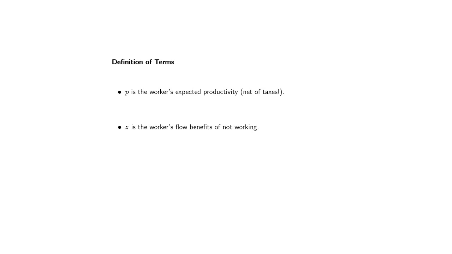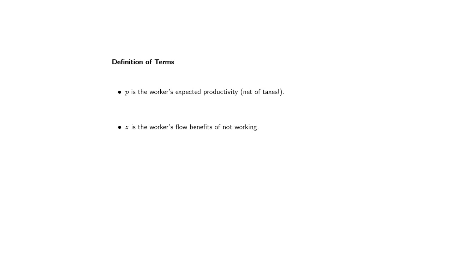P is the worker's expected productivity at the job. And here I want to emphasize net of taxes. So the firm and the worker are concerned about how productive the worker is going to be net of the taxes the government is going to be taking away from that worker and from that firm.